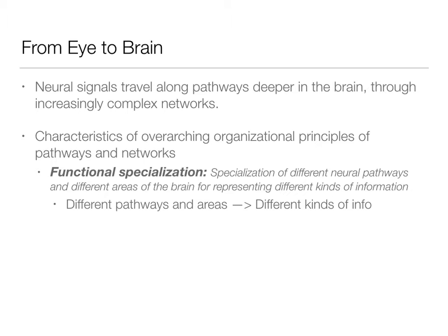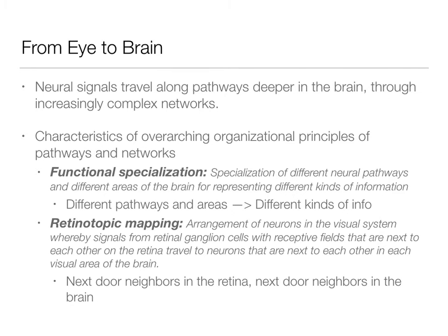So different pathways do different things. Different areas of the brain do different things. So again, these different pathways and areas really deal with different kinds of information. So we'll talk about the dorsal pathway and the ventral pathway. They do different things. We'll talk about different areas of the brain, and they have different jobs. They have different functions.